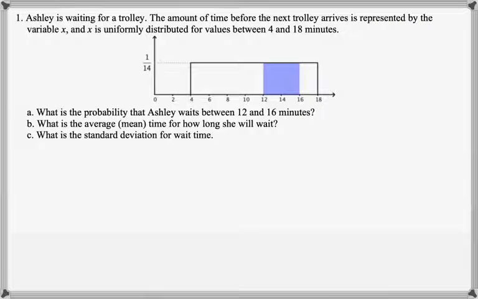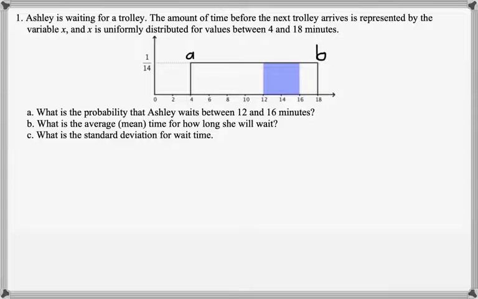Ashley is waiting for a trolley. The amount of time before the next trolley arrives is represented by the variable x, and x is uniformly distributed for values between 4 and 18. So a is 4 and b is 18. What is the probability that Ashley waits between 12 and 16 minutes?